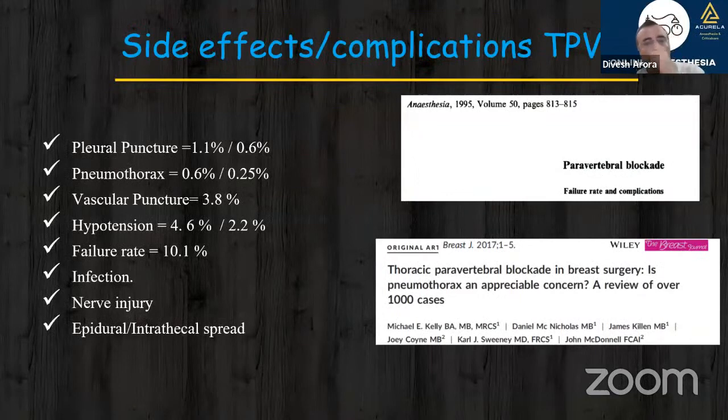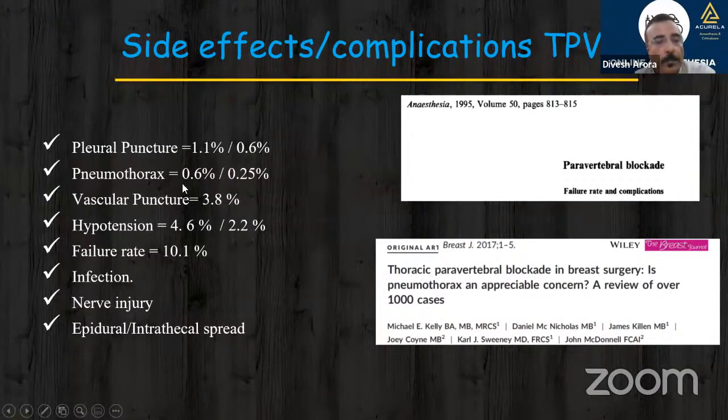So what are the complications and side effects? I have cited two important articles. First was in 1995 and subsequently in 2017, where they have analyzed the complications of paravertebral block. So the fearful complication is pleural puncture, which was around 1.1%, and over the years, as performed by experienced anesthesiologists, it has dropped to 0.6%.